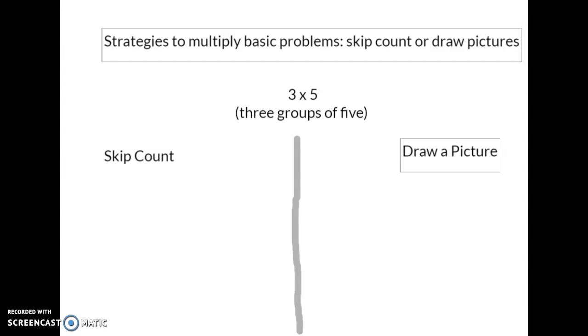This video is going to show you guys how to use two different strategies to solve basic multiplication and division problems. These strategies should look familiar as we have done them in class, but I wanted to make a video so you could watch it at home, practice again, go through the different steps so that way you become familiar and you are able to solve these in class.